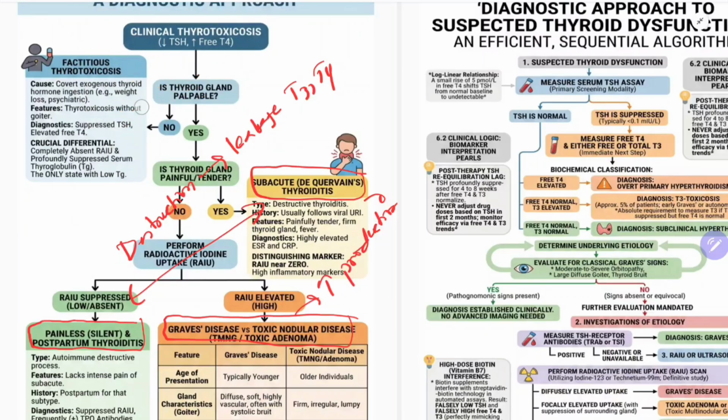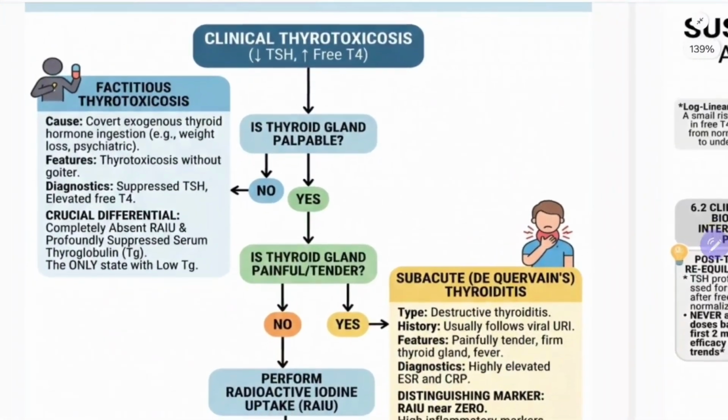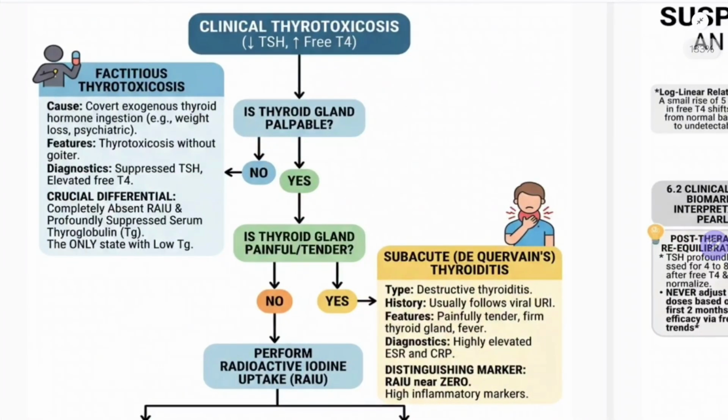Let us go one by one. When you suspect thyrotoxicosis in a patient, you will have TSH less than 0.1 and increased free T4. Now you will look at the thyroid gland first, whether the thyroid gland is palpable.